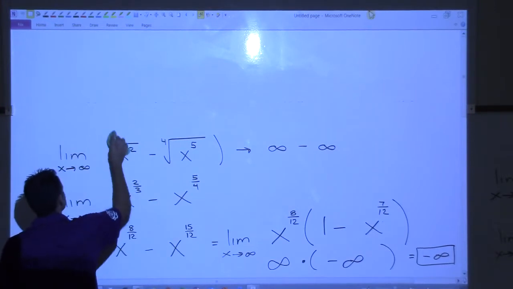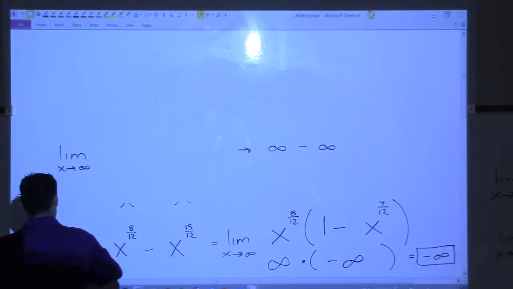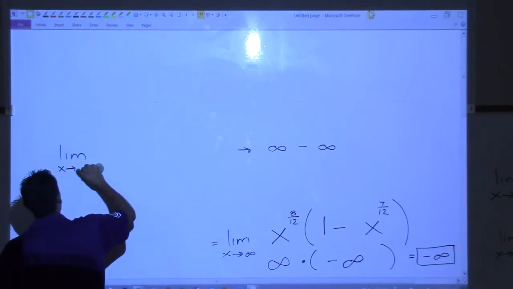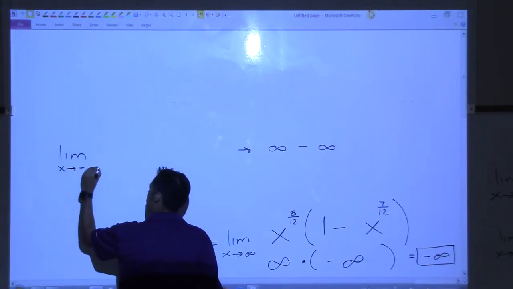Okay, how about this one? What are we doing here? Change it up just a little bit. x is going to go to negative infinity this time.